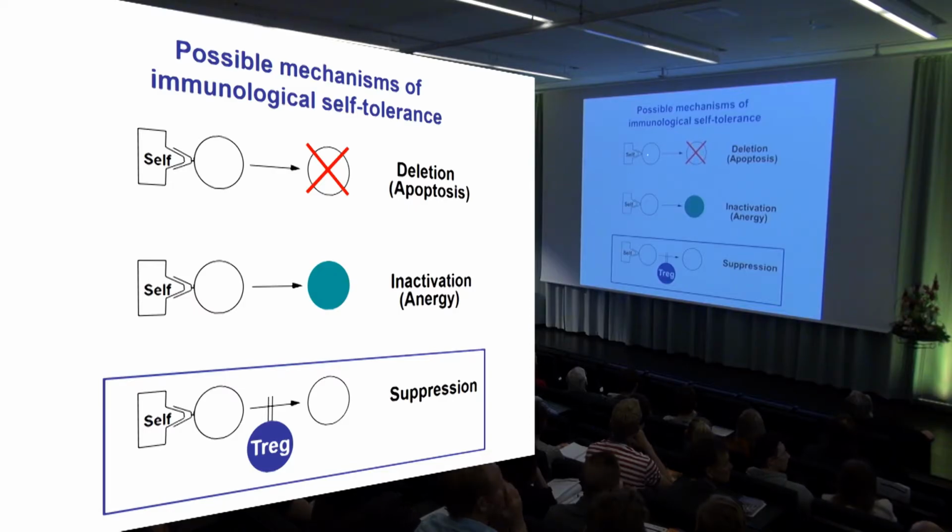In immunology, from the 1950s, modern immunology has proposed three main mechanisms. One is that when developing T cells or B cells recognize self-antigen, they are put to death by apoptosis. It is called clonal deletion. A second mechanism is that they may recognize self-antigen, but it's not enough to activate them. They need another stimulation, called co-stimulation. Just recognizing antigen, they become inactivated. In immunology terms, it is called anergy.